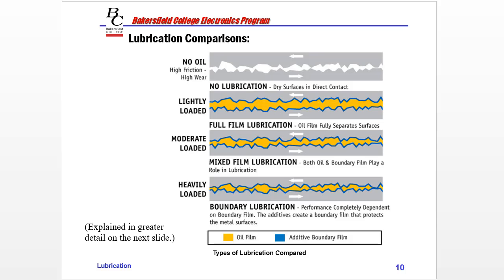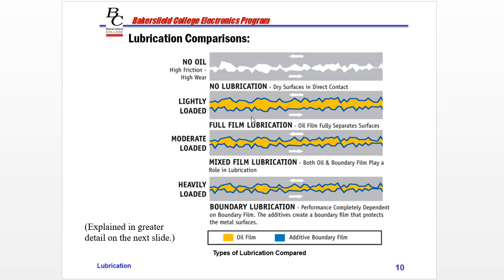We're going to look at different lubrication comparisons. Now remember, what we're trying to do with lubricant is completely stop the metal-to-metal contact. So we want the metal to be coated with a film of lubricant so the metal isn't in contact with other metal. So we'll just have no lubrication, as in this top one, and we'll have dry surfaces in contact with the other dry surfaces on both sides.